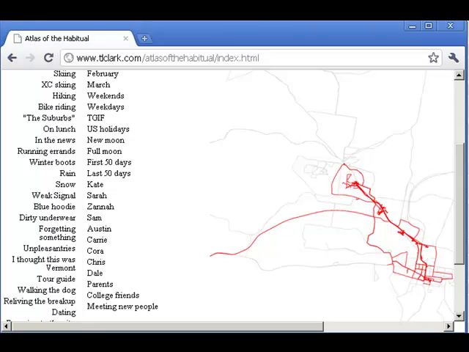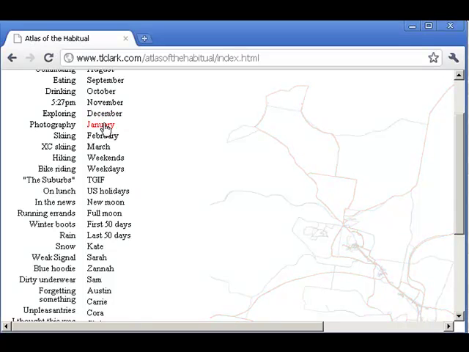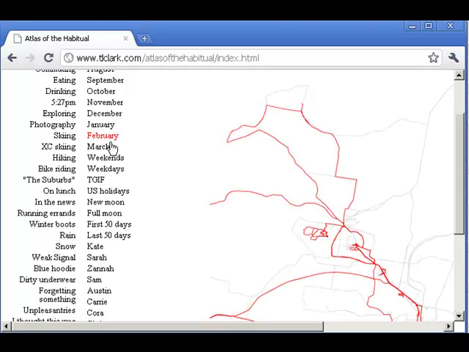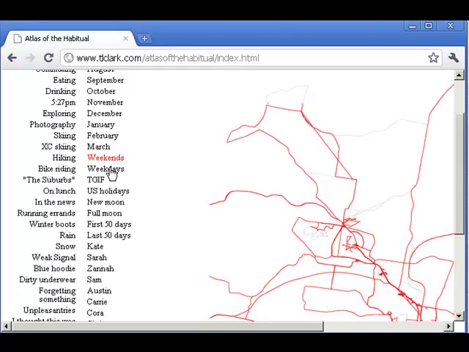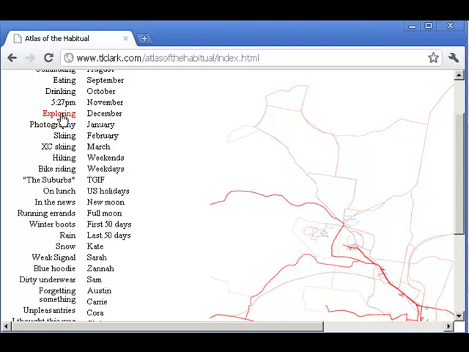Here's the commuting pattern of this particular individual. And by time, here's his track in December, January, February, March. Weekends. He definitely got out more, didn't he? Weekdays. Exploring. Here's where he was at 5:27 p.m. every day for 200 days. And when it rained or snowed. Lots of different options here exist for analysis.